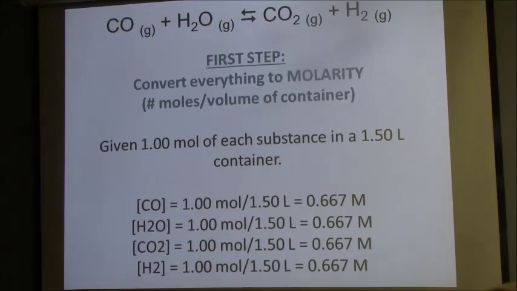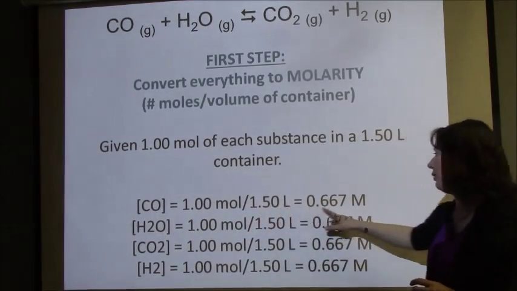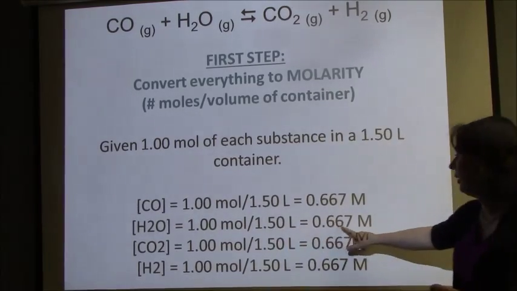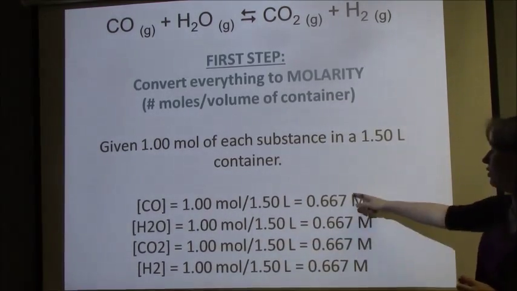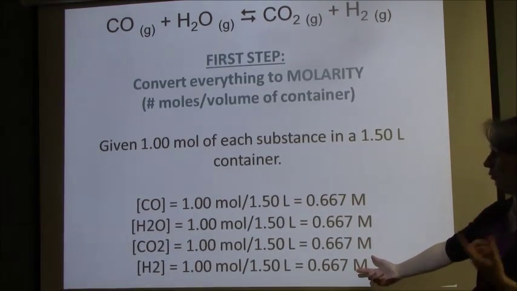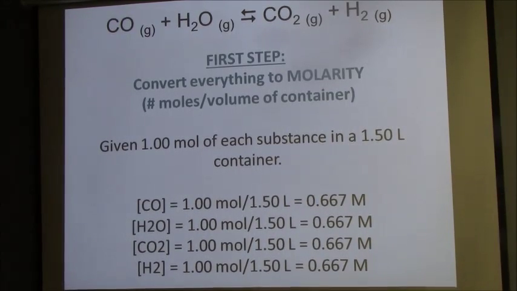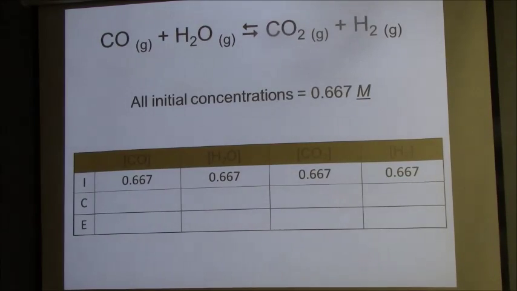Okay, so the problem said that I had 1 mole of each substance. Moles divided by volume gives me molarity. Moles divided by volume for each one. And you can just carry out extra decimal places here. Now notice they're all the same, right? Because you have 1 mole of each of them, and 1 divided by 1.5 is going to be the same for all 4 substances. So you can carry out as many decimal places as you'd like right here. We're going to be doing our arithmetic with rounding at the end. So all of my initial concentrations are the same.